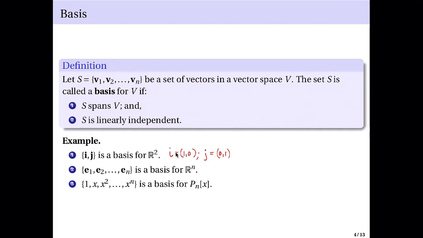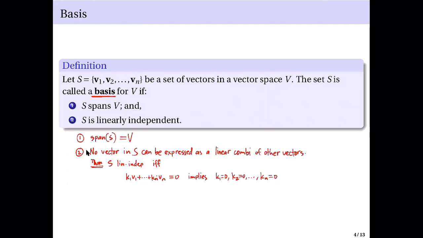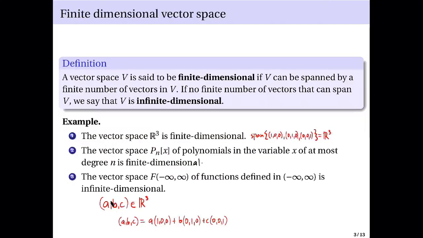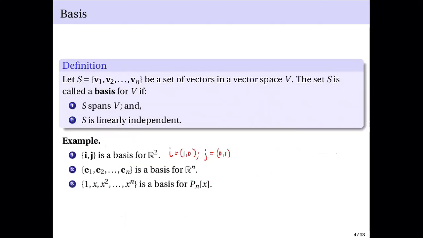And does this set span V? Yes, just like the way we did in this example. You have a, b, then the vector (a, b) can be written as a i plus b j. So this set is a basis for V.